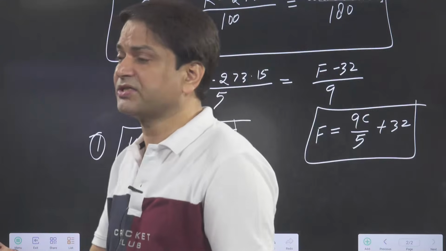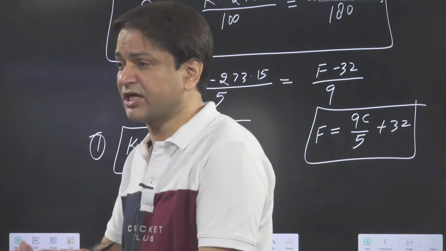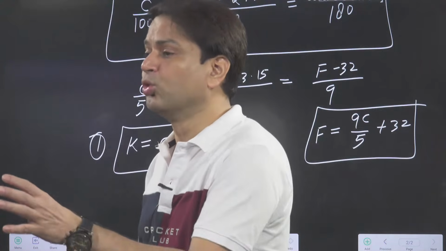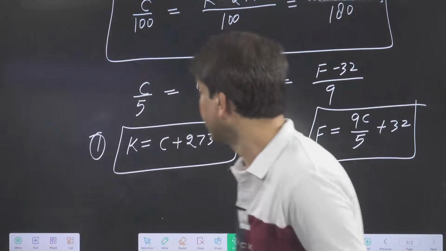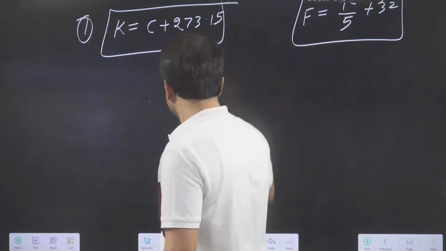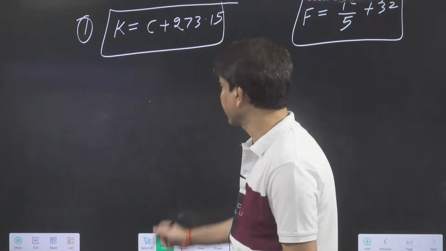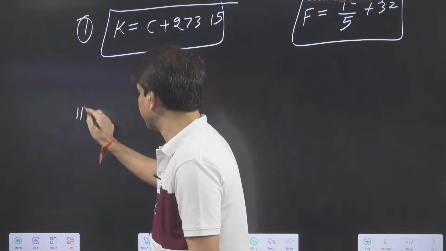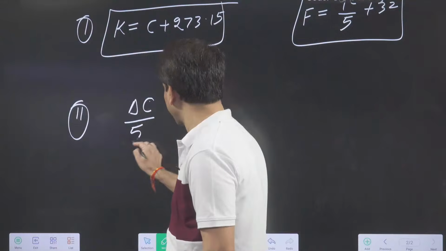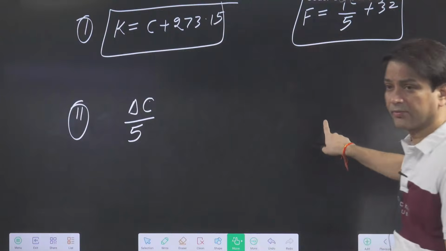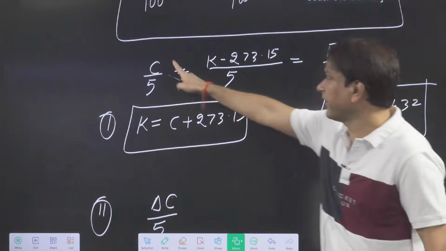Like 2x differentiation is what? If I'm asking with respect to x, you will say 2. If I'm asking differentiation, then you will say 2dx. Same way here I can write C by 5. C by 5 differentiation is what? dC by 5. That dC I can write as delta C by 5. Okay. Everybody got this C by 5 differentiation?